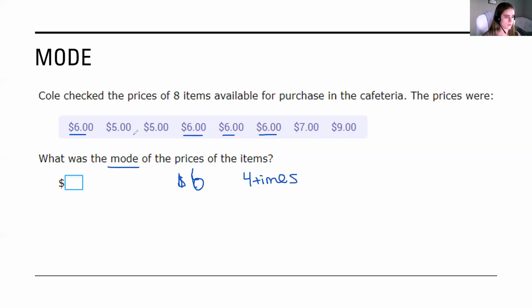Then we have $5 occurring 2 times. $7 occurs once. And $9 occurs once. Therefore, our answer would be $6. That is our mode. That is the number that occurs the most.